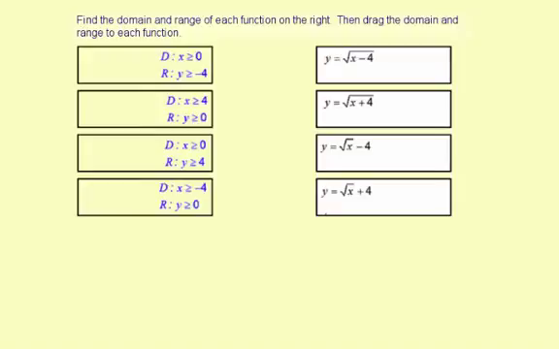Find the domain and range of each function on the right. Then drag the domain and range to each function. So look at this first one, y equals square root of x minus 4.